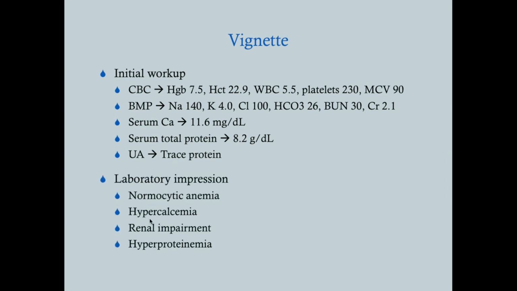All right, so from there, here are our laboratory impressions. We have normocytic anemia, hypercalcemia, renal impairment, hyperproteinemia. So whenever you have labs, you want to just write down on your note what you see from the labs, your laboratory impression. It'll just make it easier to brainstorm what our differential is.